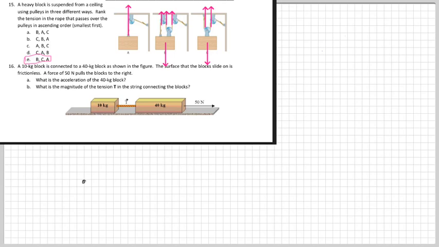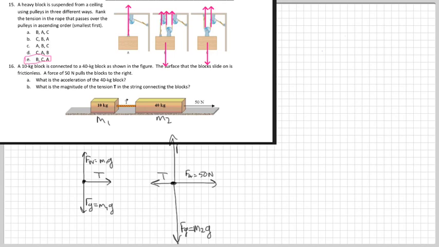This last one down here: a 10 kilogram block is connected to a 40 kilogram block as shown in the figure. The surface that the block slides on is frictionless. A force of 50 newtons pulls on the block to the right. What's the acceleration? What's the magnitude of the tension?